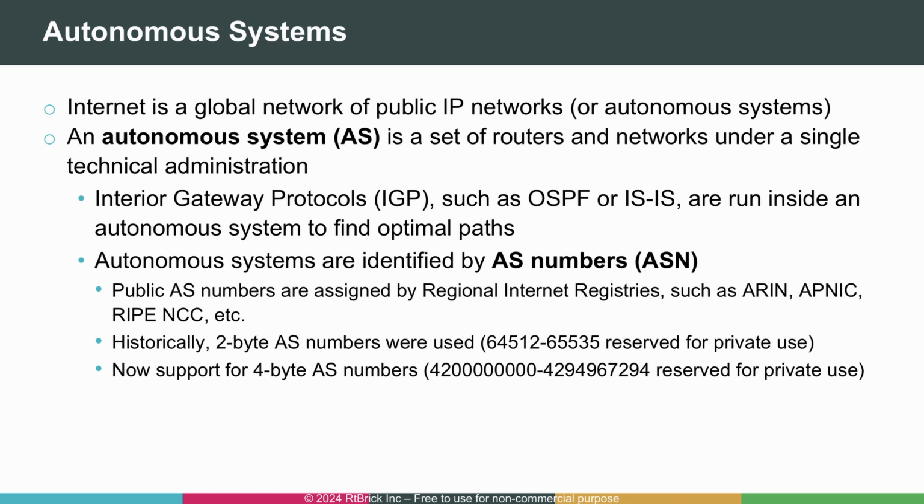To understand BGP, it's important to first distinguish between an interior gateway protocol and BGP. An IGP is a routing protocol that exchanges routing information within an autonomous system to find the optimal path from source to destination. Examples of commonly used IGPs include OSPF and IS-IS.